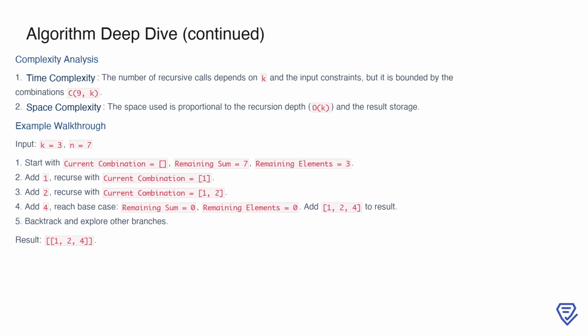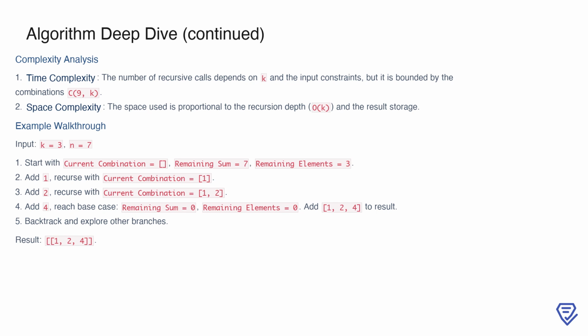Analyzing the complexity of this algorithm reveals why backtracking is efficient for this problem. The time complexity depends on the number of valid combinations, which is bounded by the mathematical combination formula C(9, k). This is because we are selecting k numbers from a set of 9. The space complexity is proportional to the recursion depth, which is O(k), since the maximum depth of our recursive calls corresponds to the number of elements in each combination. Additionally, we must account for the space required to store the result list.